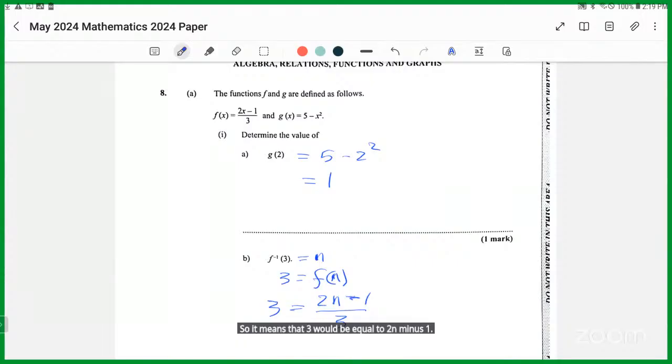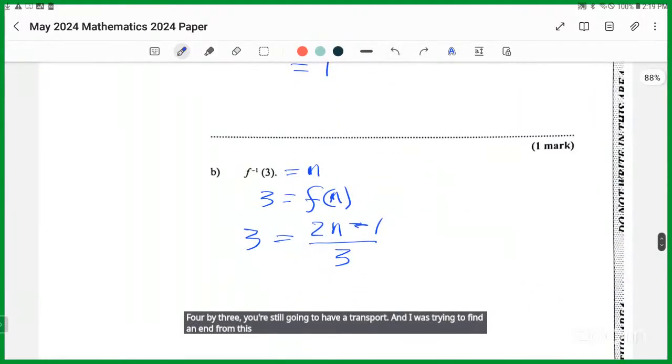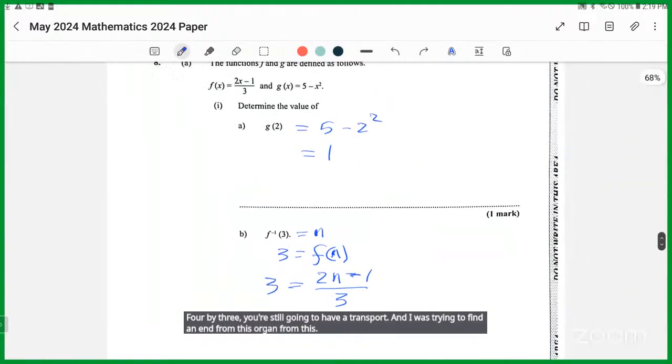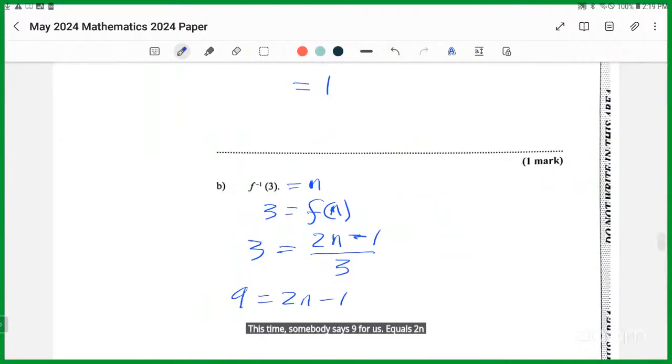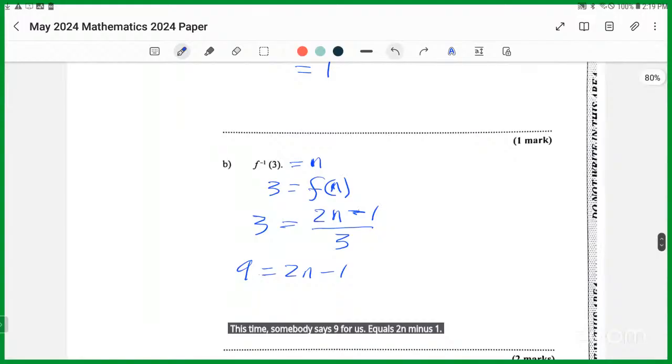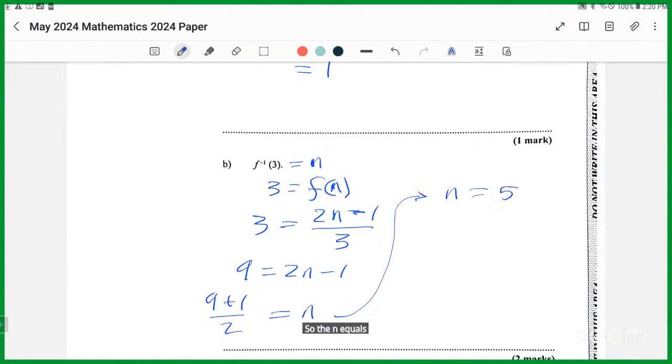Still going to have a transpose, and then we're trying to find the n from this. This time this over here says 9 first equals 2n minus 1. Then bring over the 1 and add it, and divide by the 2. So n equals 9 plus 1 over 2, so n equals 5. So the answer is 5. Therefore, f to the minus 1 of 3 is equal to 5.